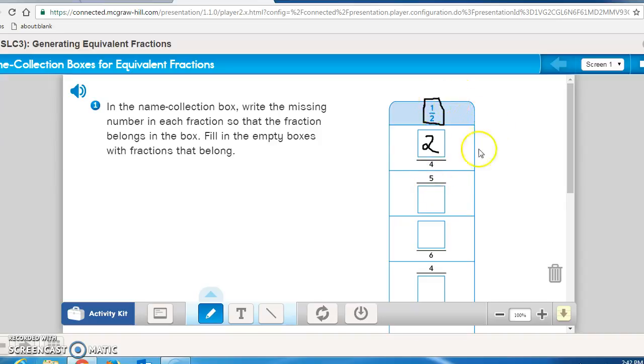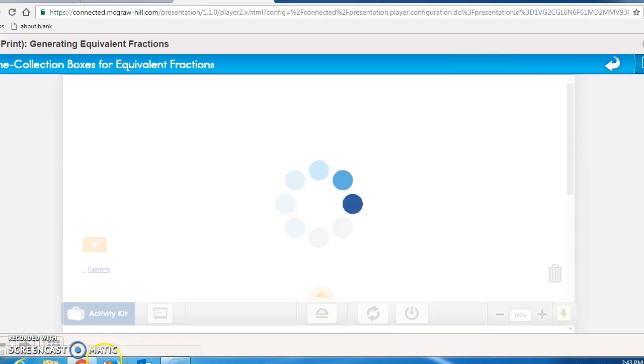How did 1 become 5? Times 5. So what's 2 times 5? 10. Once again, my top number 5 is half of my denominator 10, so that also equals a half. Please finish this name collection box on page 78 and then bring it back to me so that I know for sure that you understand what you're doing. Pause the tape now and complete this page.